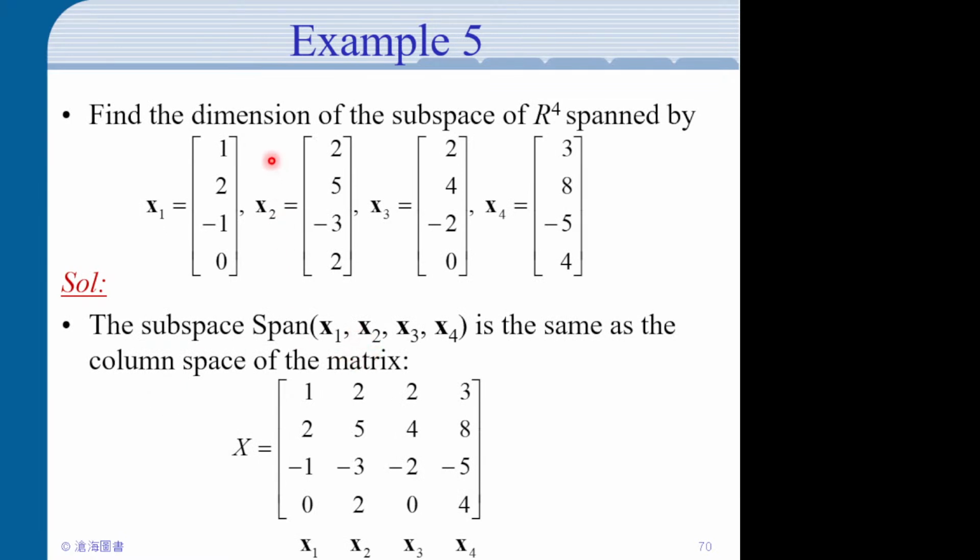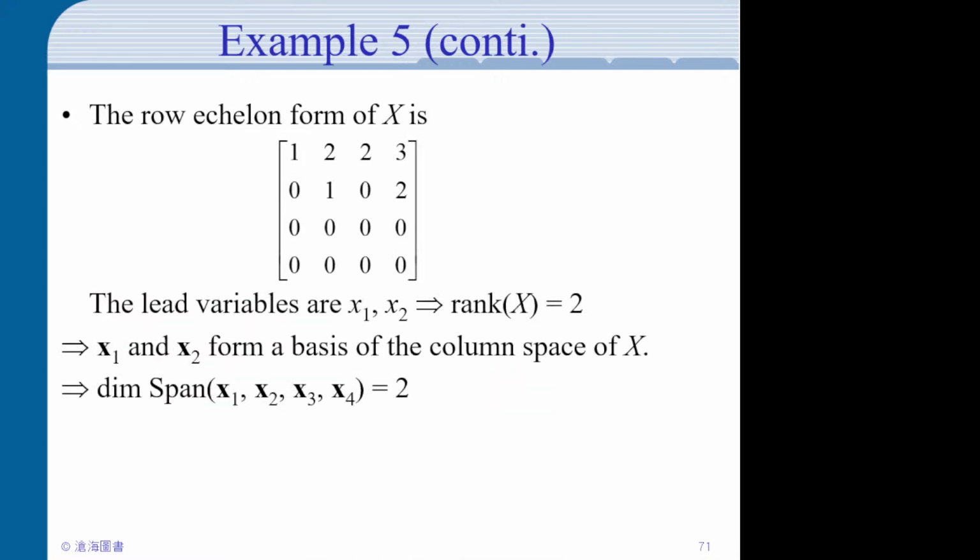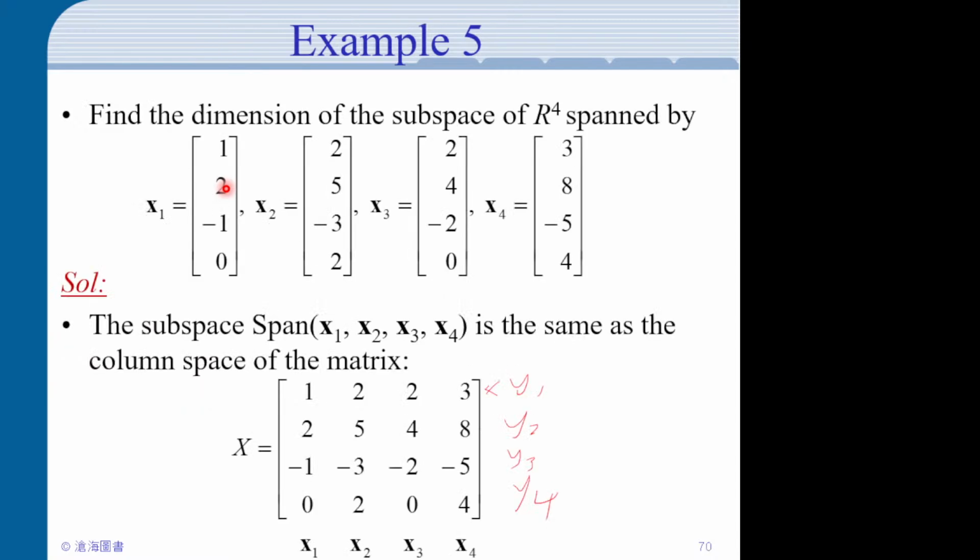And in this example, we can think about 4 different vectors, y1, y2, y3, y4. We also find that those 4 vectors span a 2-dimensional space.